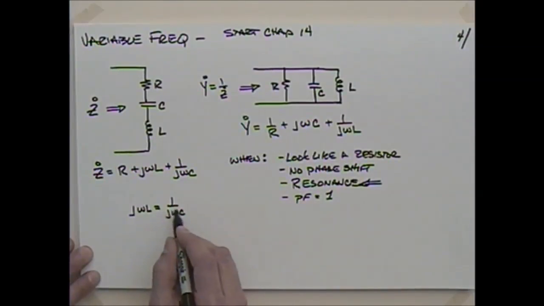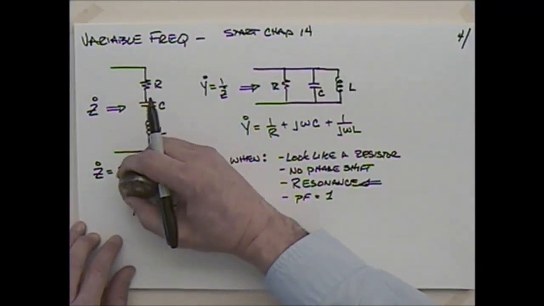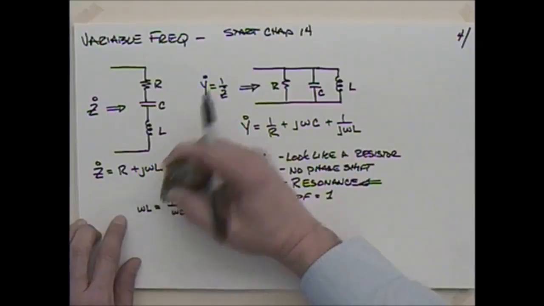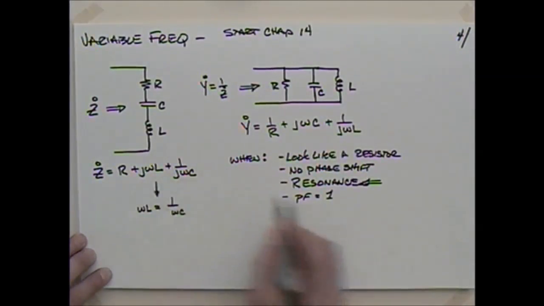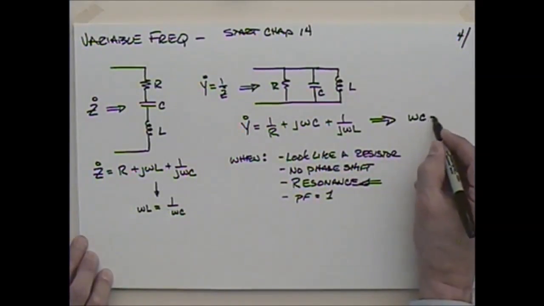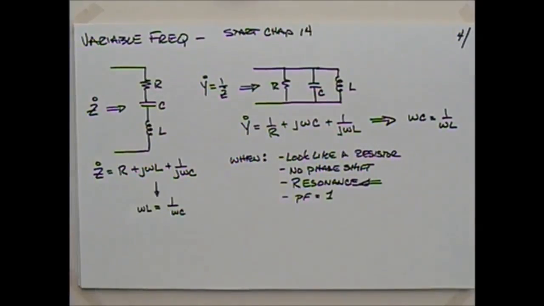I could probably get rid of the j's in there. I think I'll say that omega L is equal to that, so that would be from here. Does this have the same conclusion? Yeah. We would say that omega C would be equal to 1 over omega L. Are those the same equation? Absolutely. Could rearrange those to get to that.